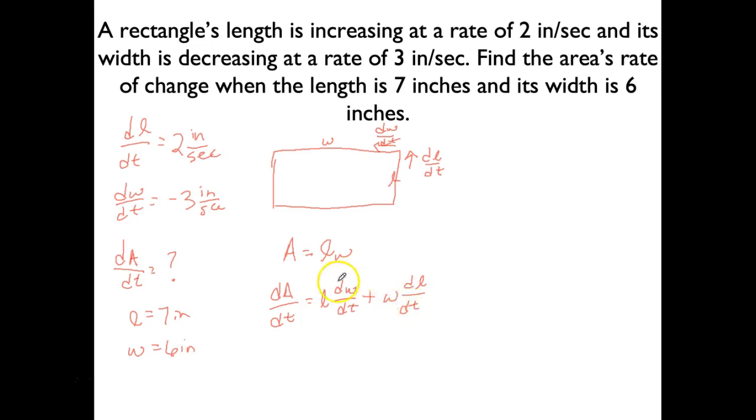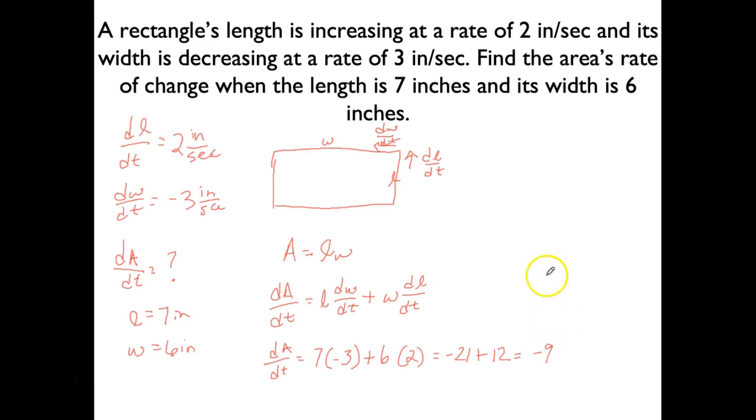That's the last step. Okay, well, we have everything. We've already solved for the change in area, which is what I'm looking for. And I have all of these things, so let's just plug in and get our answer. So the change in area with change in time is going to be the length, which is 7, times the change in width, which is -3. So that's going to be -21, plus the width, which is 6, times the change in length, which is 2. So we got -21 plus 12, and that'll give me -9, right?